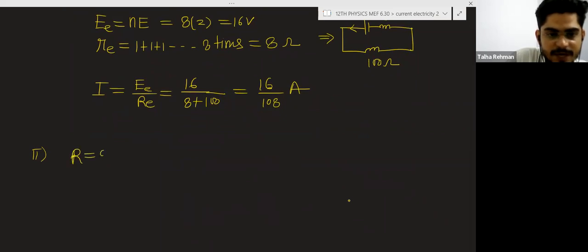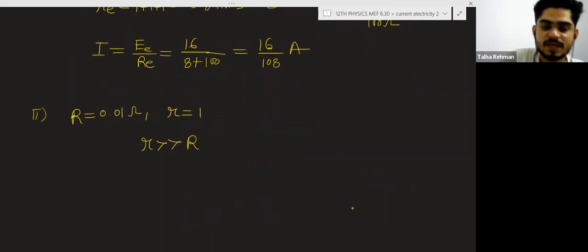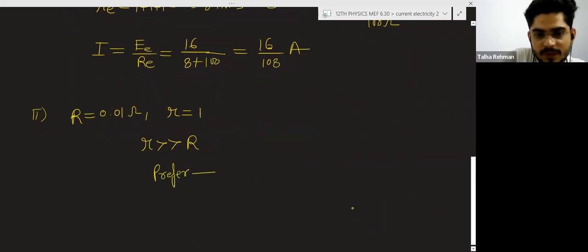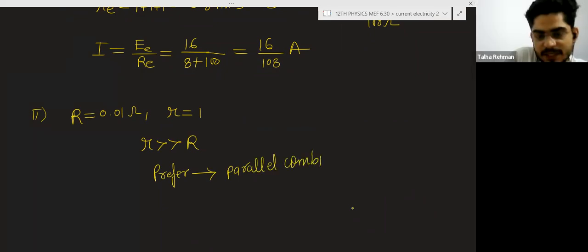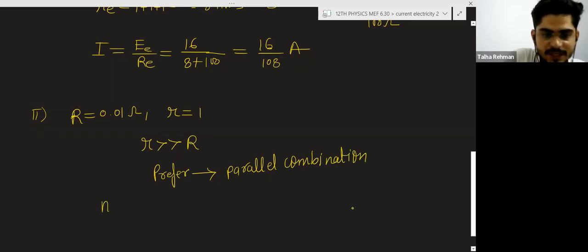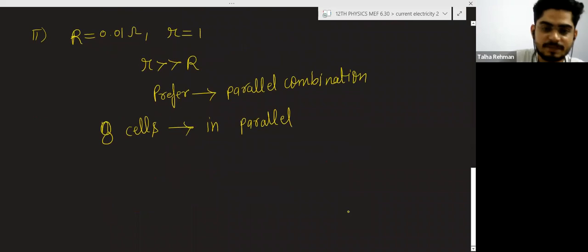And the second answer: the external resistance is given as 0.01 ohm, and we have internal resistance of each cell as 1 ohm. So here the internal resistance is much greater than the external resistance. Then for maximum current we will prefer parallel combination. You can check your notes, I have written the statement also. So now you are connecting n cells, meaning 8 cells, in parallel. You will connect 8 cells in parallel.